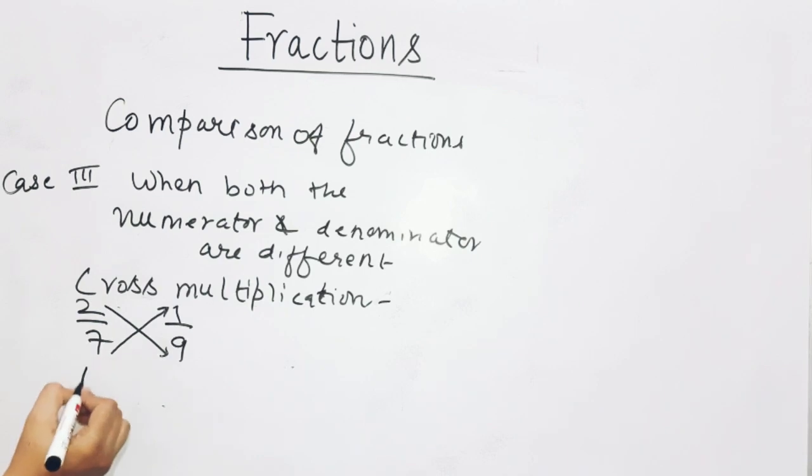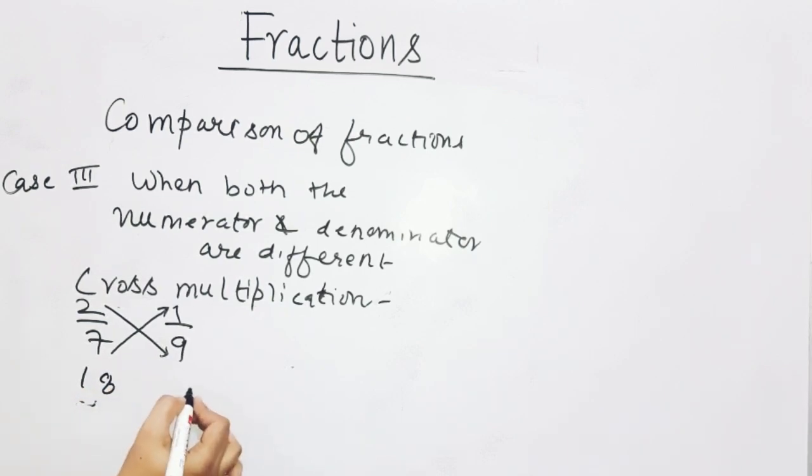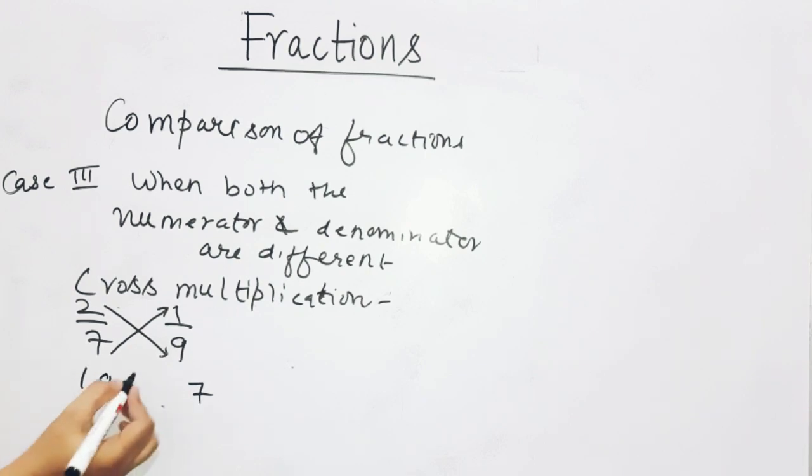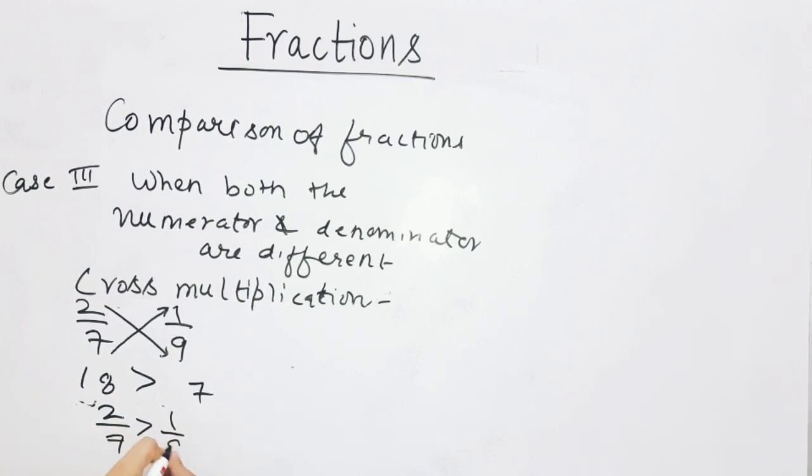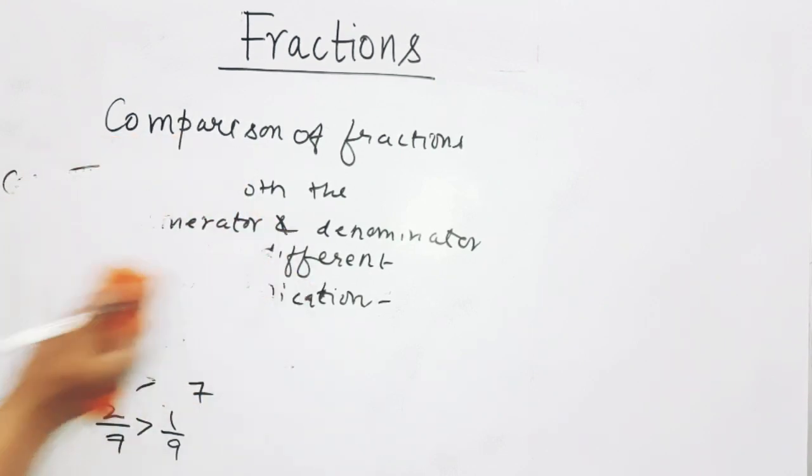Now 2 9s are 18 and 7 1s are 7. So which number is greater, 7 or 18? Obviously 18 is greater than 7, which shows that 2 by 7 is greater than 1 upon 9. So I hope it is clear now, that cross multiplication method. That student who has not understood, please reply to me in the comment section whether he or she has understood or not.